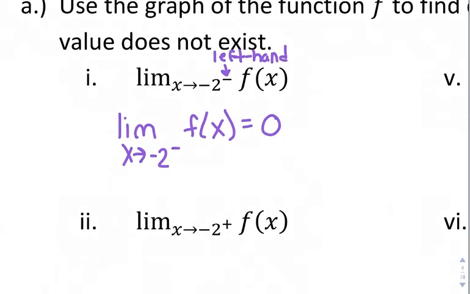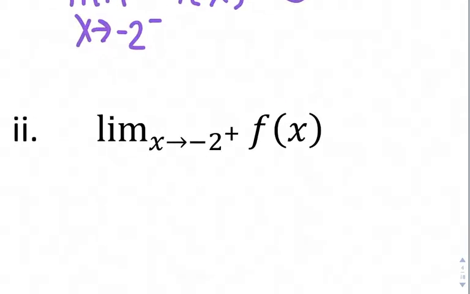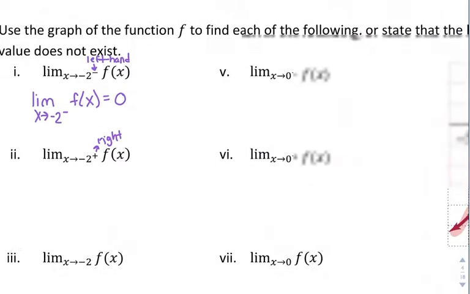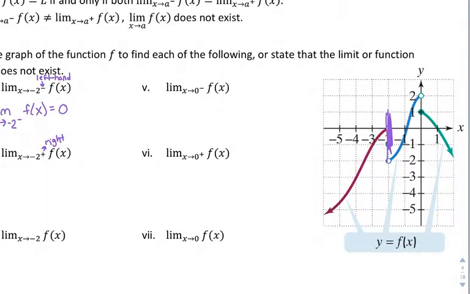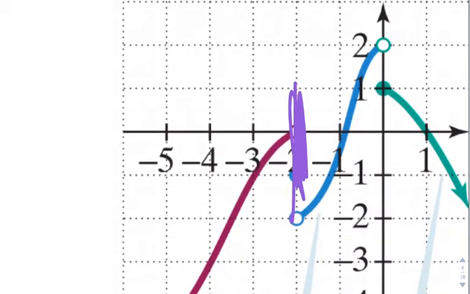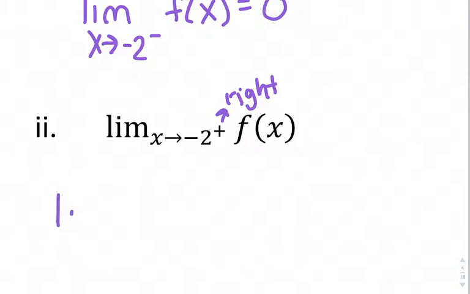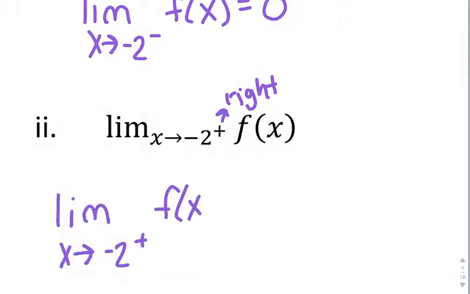Then what I would do is I would look at the next one. Now this says limit as x approaches -2 from the right hand side. So this is a plus, which means right in the exponent. So now what I'm going to do is look at it only from the right hand side. So my blue graph is my right hand side and it's getting closer and closer, my y value, to -2. So therefore the limit as x approaches -2 from the right hand side is -2.